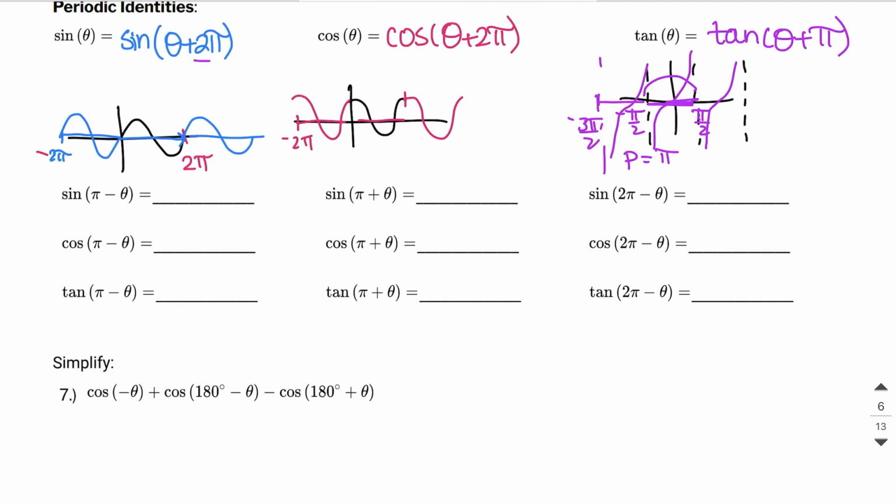And obviously, it could be any multiple of these values here. So I also know that sine of theta is equal to sine of theta plus 4 pi or minus 10 pi. Same thing for cosine. I know that cosine of theta is equal to cosine of theta plus 8 pi or minus 6 pi. It has to be a multiple of 2 pi though, so I can't say like 5 pi, but for tangent this could be any multiple of pi, and it would work.